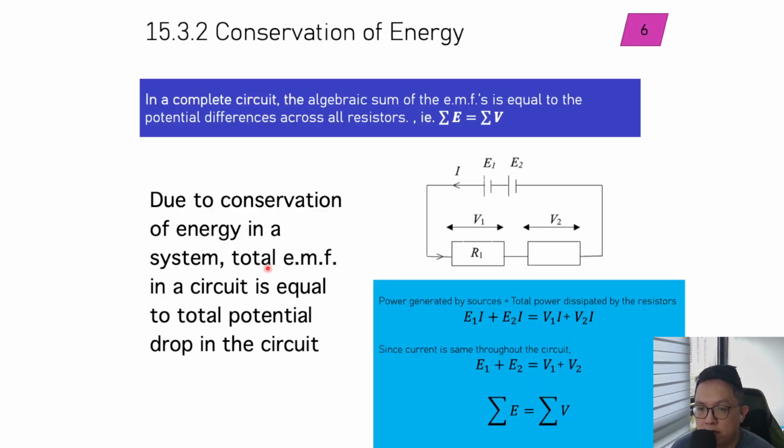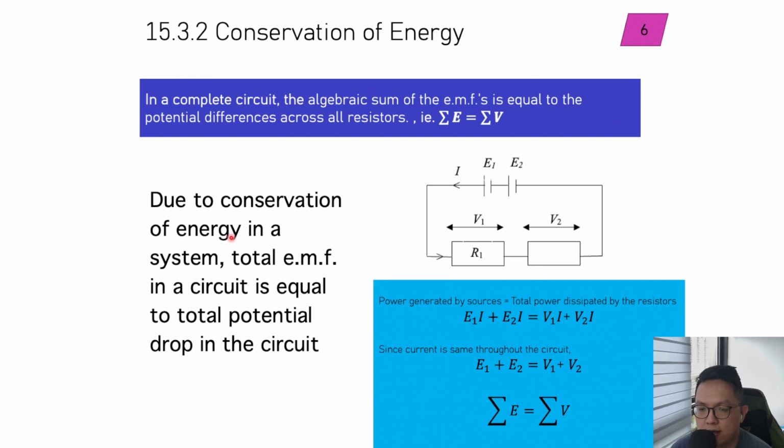Next, we move on to conservation of energy. In a complete circuit, the algebraic sum of the EMF is equal to the potential difference across all resistors, i.e. the total EMF must equal the total potential drop. Once we have this, we can analyze this again.